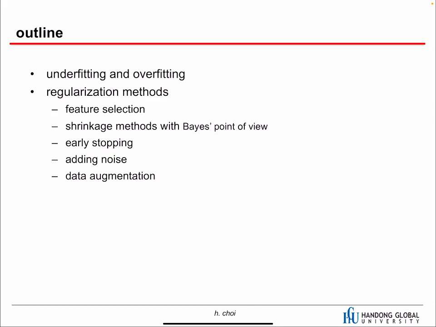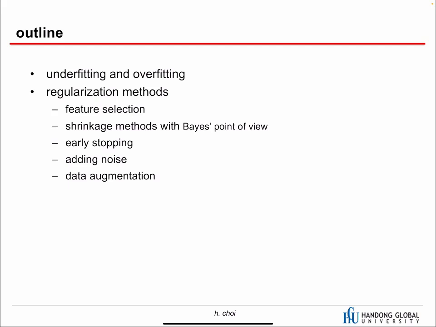First of all, we'll talk about underfitting and overfitting. And then we'll talk about many regularization methods. First, we'll talk about feature selection. And then we'll talk about shrinkage methods, which include ridge regression and the lasso regression. And we will understand these shrinkage methods from the Bayesian point of view too.